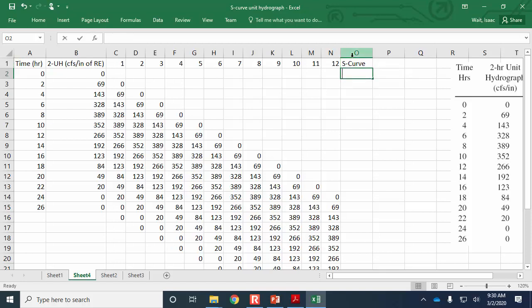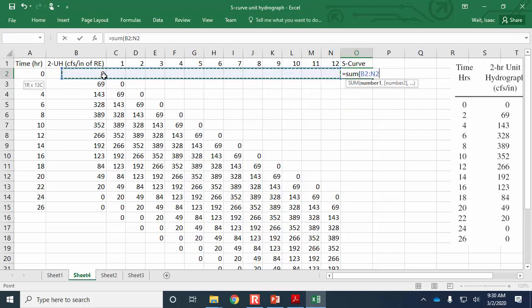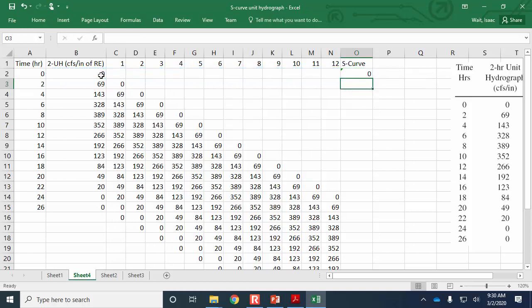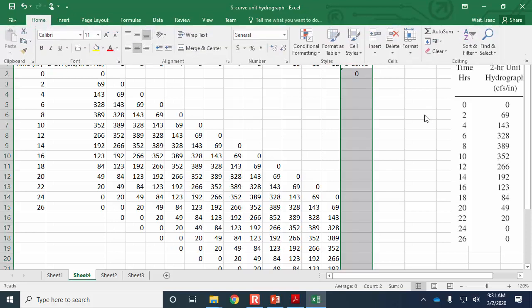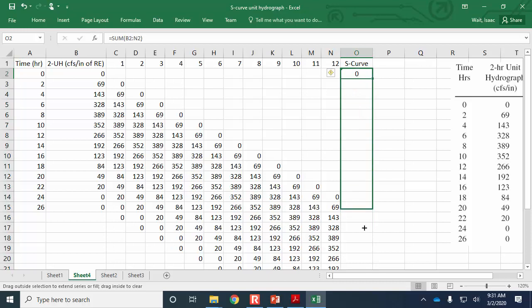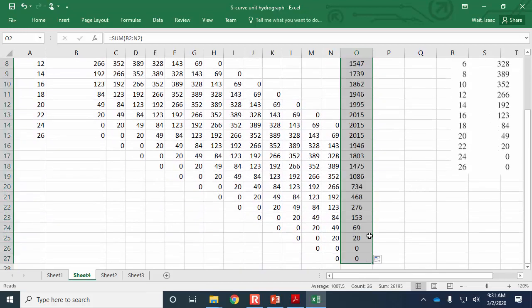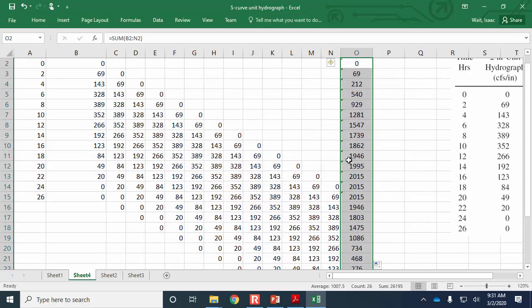So what we need to do is have the sum of all of the columns to the left, including the first one. As you drag it down, what you'll see is that it eventually comes up to some total, and it holds steady for a couple of periods. We need to see that it gets up to this maximum flow rate if the storms were just back to back.